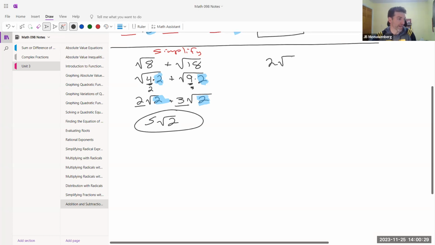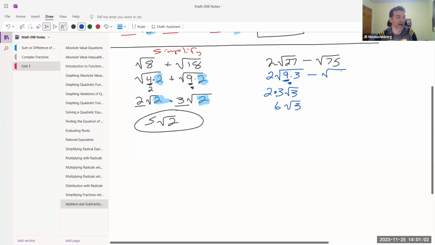Okay, how about this one? 2 radical 27 minus radical 75. Maybe you pause the video and try this one on your own. I'll keep going. So we have 2 here. I'm going to focus on this first radical. 27 is 9 times 3. Then I've got my 2 times the square root of that 9 is 3, so that comes outside, and I still have a 3 left over, which makes this 6 radical 3.